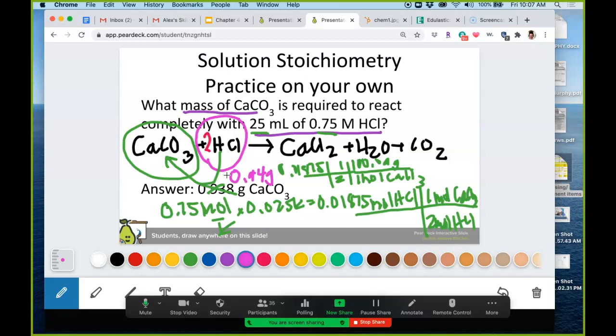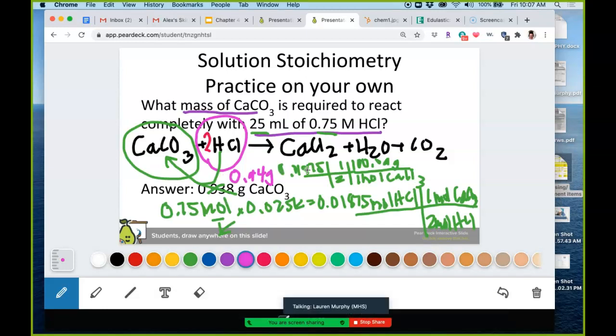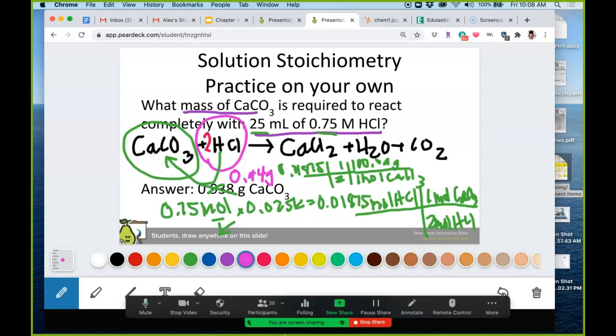So again, this isn't really much different than the stoichiometry you're used to doing. You're just getting moles in a different method, and then the rest is the same, mole to mole ratios and then moles to grams. Our starting point is different. We have a molarity and volume starting point instead of a grams starting point.